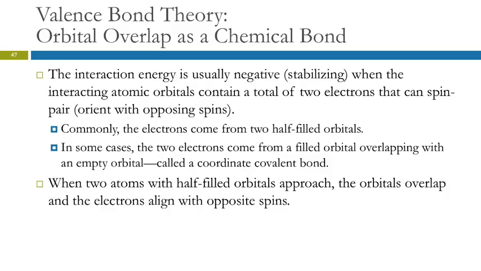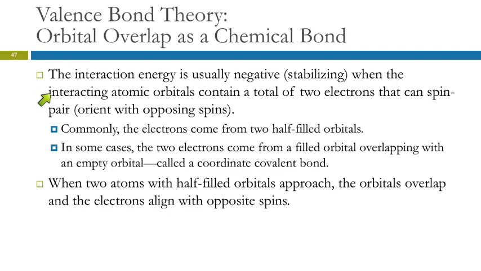So the interaction energy is usually negative when the interacting atomic orbitals contain a total of 2 electrons that can spin pair. Remember we drew orbital diagrams and we had the arrow going up and the arrow going down? And in the quantum hotel I said you can't have 2 electrons sleeping next to each other head to head. One of them's going to sleep upside down because they don't like sharing a bed.